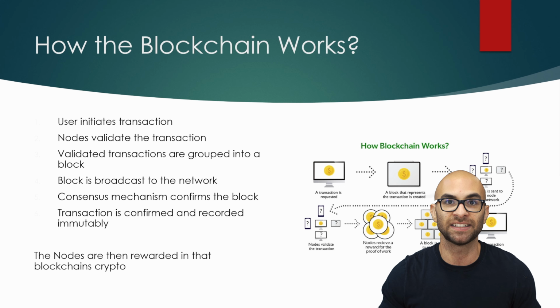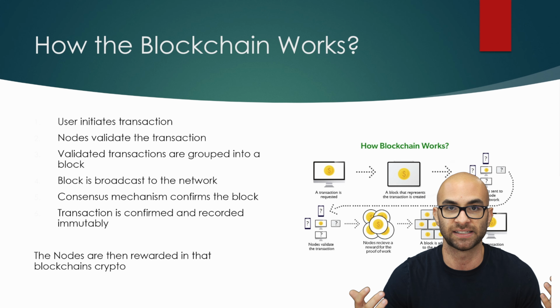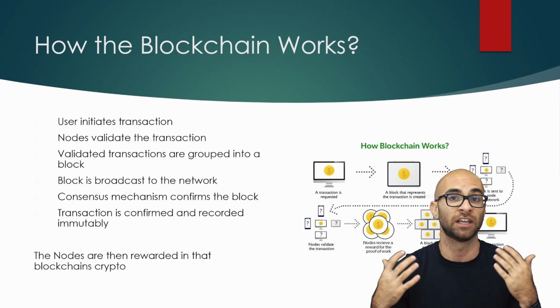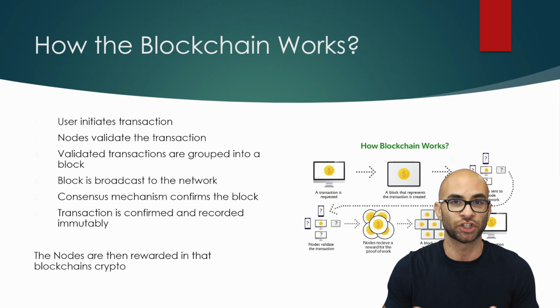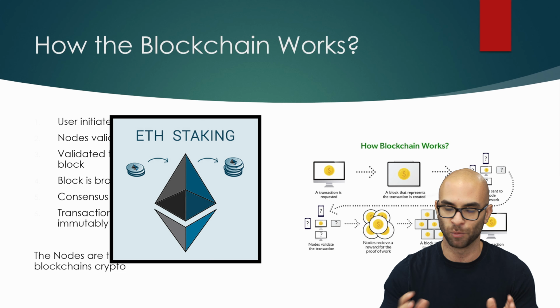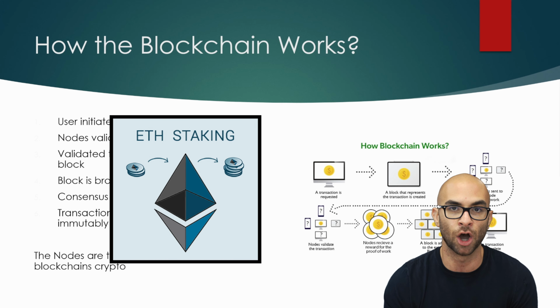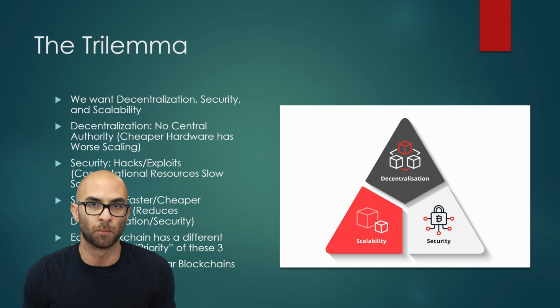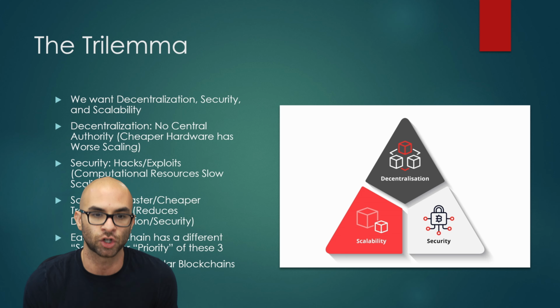So there's an incentive to actually help decentralize the network and to offset the cost of all the electricity and the computer components. Different blockchains have different tokens that they reward. For example, on Ethereum, that's proof of stake. If you stake your Ethereum, which I'll get into in a later video, you're going to be able to earn Ethereum rewards. Now, one of the issues with blockchain that you'll hear pretty often is called the trilemma.